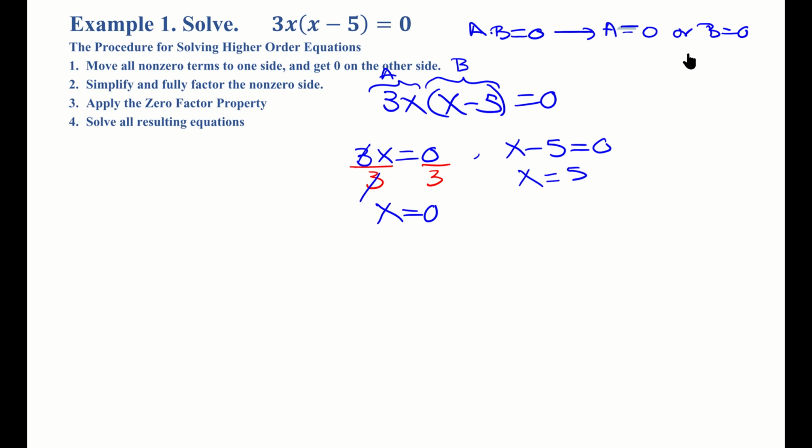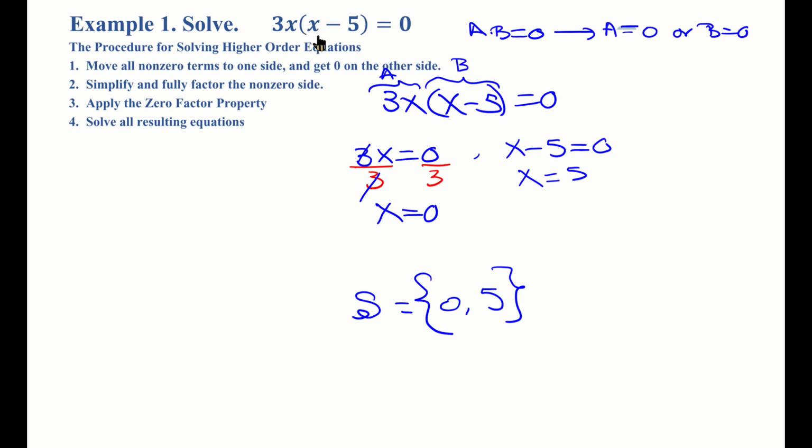So the solution set is going to contain two values in it, 0 and 5. When you write the solution set, you don't need to write the x. You just write the numerical value of the variable that makes the equation true. In this case, the variable is x. That's as simple a problem as we're going to get.